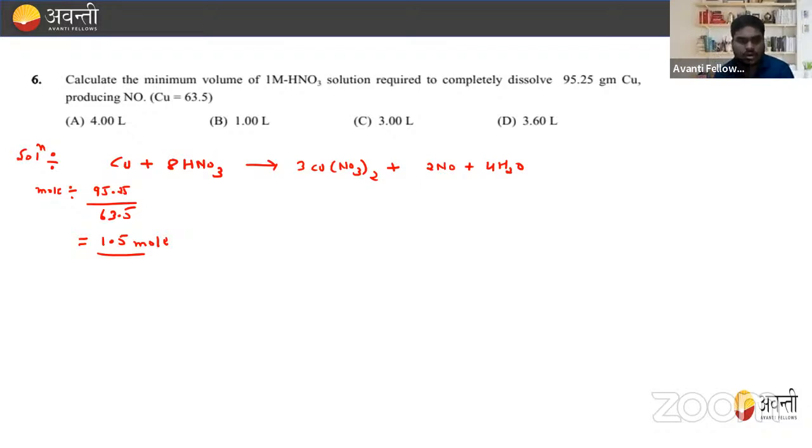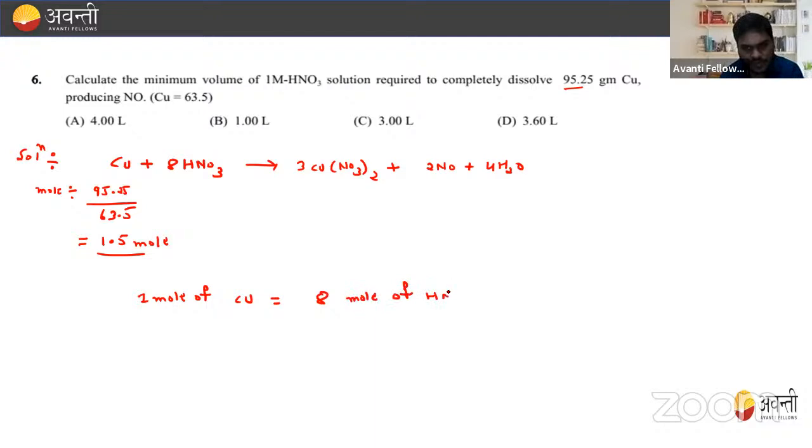Now 1 mole HNO3 is required to completely dissolve. So how much HNO3 is required? If 8 mole are required, how many mole, beta? Let's see. We can see from the equation that 1 mole of copper requires 8 mole of HNO3.